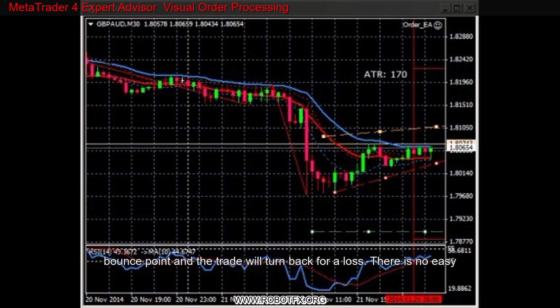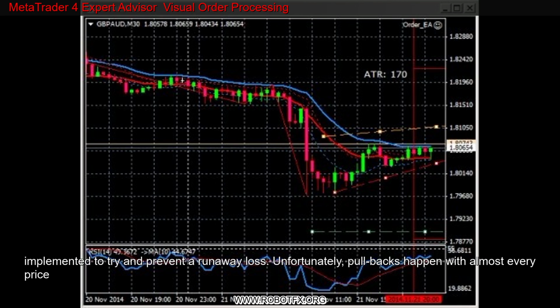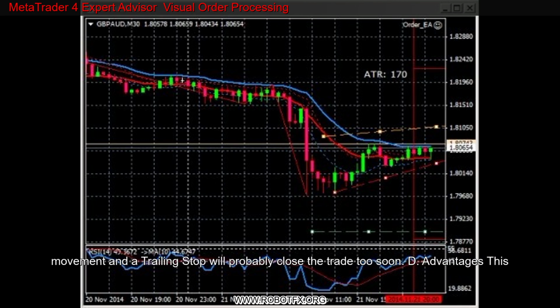Take profit. Any take profit entered will probably be wrong. It will be way short of the actual turning point or will be a bit beyond the bounce point, and the trade will turn back for a loss. There is no easy solution to this problem without constant monitoring of the price action. Trailing stops have been implemented to try and prevent a runaway loss. Unfortunately, pullbacks happen with almost every price movement, and a trailing stop will probably close the trade too soon.